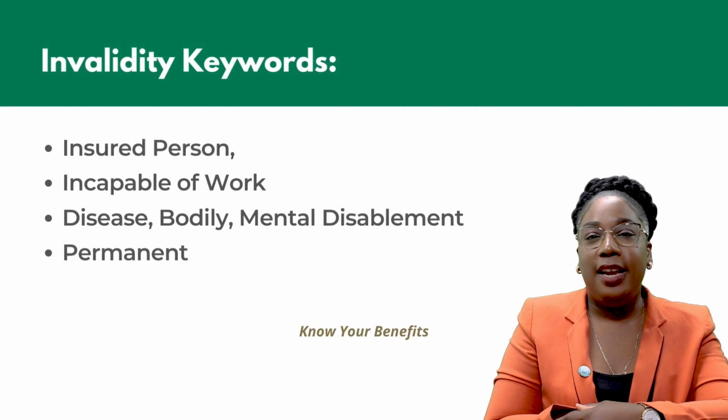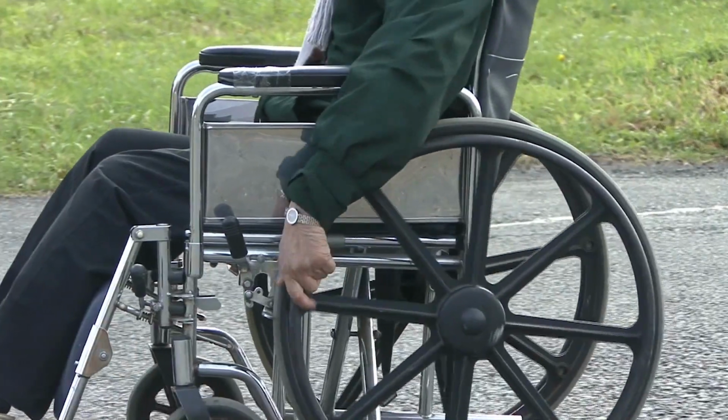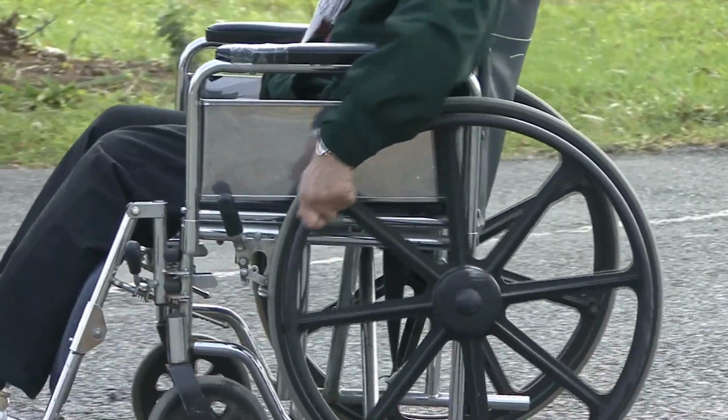I want you to focus on the key words I mentioned in the definition of an invalid. Those words are insured person, incapable of work, disease or bodily or mental disablement, and permanent. These words will be beneficial as you internalize the content I share. Now, we all know that life is uncertain and unpredictable. Still, with Social Security coverage, you can be comforted knowing that once eligible, you are provided with income to supplement your financial needs due to your inability to work as an invalid.